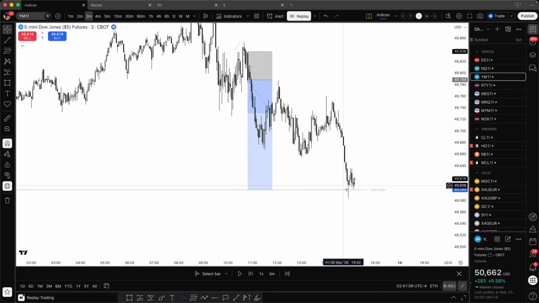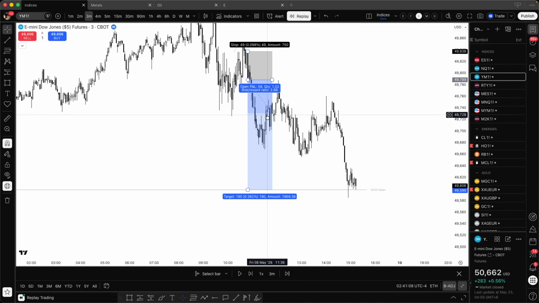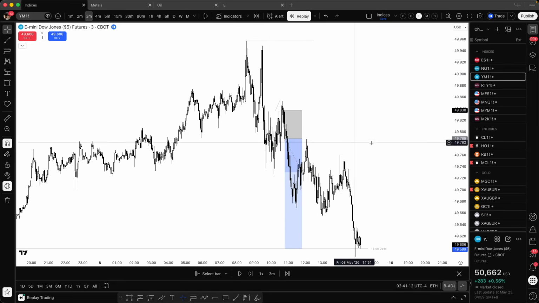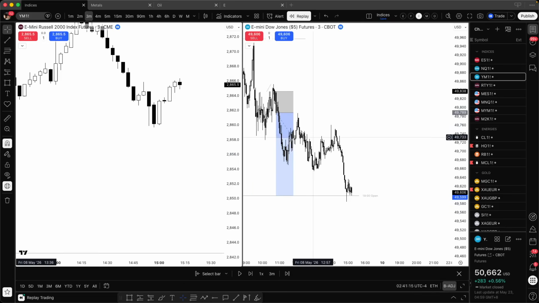So I held this trade up into the open for around a 3.8R. I lost 2R, so that puts me at a net 1.8R or something around that figure for the day. Let's move on to the next example.